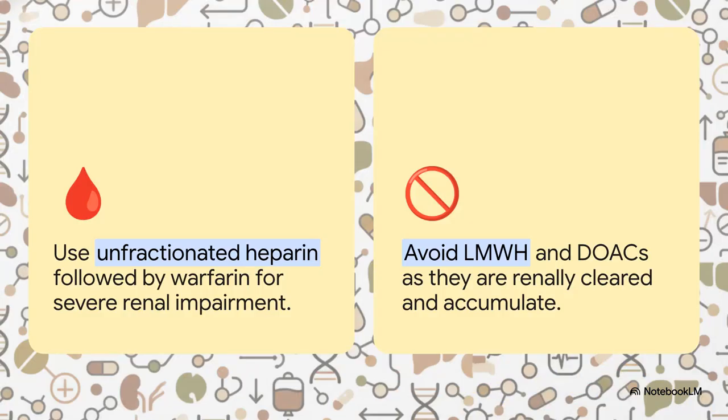For example, look at a patient with severe renal insufficiency, specifically a GFR below 30. Here, unfractionated heparin followed by warfarin is your preferred strategy. Why? Well, low molecular weight heparin and factor Xa inhibitors are renally cleared. If you use them, they'll just accumulate and cause major bleeding. So you've absolutely got to substitute unfractionated heparin.